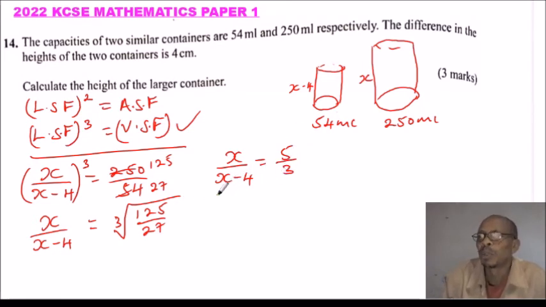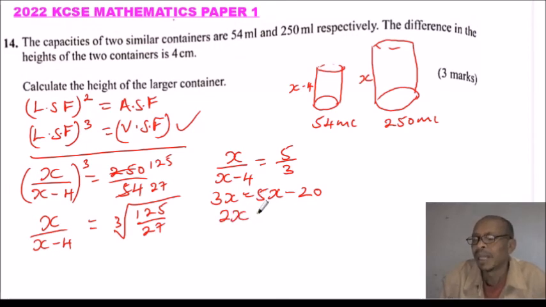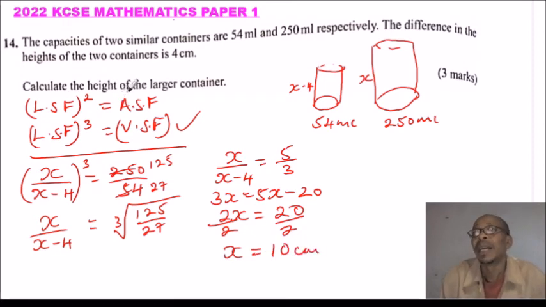So you can cross multiply and say 3x is equal to 5x minus 20. Take 20 to the other side, and x, so we have 5x minus 3x giving us 2x equals 20. You divide both sides by 2, and you get x equals 10 centimeters. So the height of the larger container, which we had assigned the value x, is 10 centimeters. By doing that, you should get 3 marks.